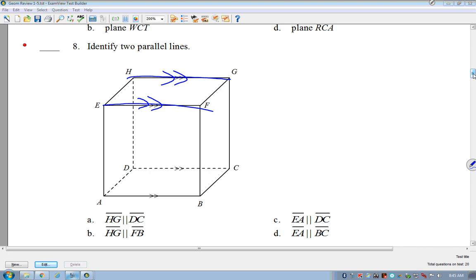Skew lines are lines that are not in the same plane and don't intersect. So a skew line would be something like HG and FB. Okay, they're not in the same plane. They're not going to intersect. Okay? All right, that's a good question.